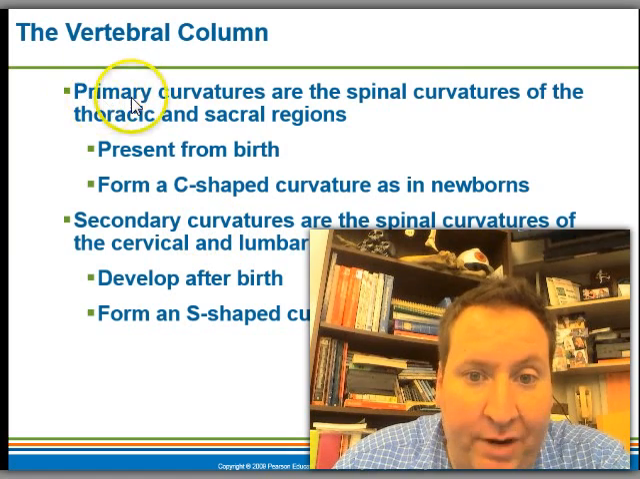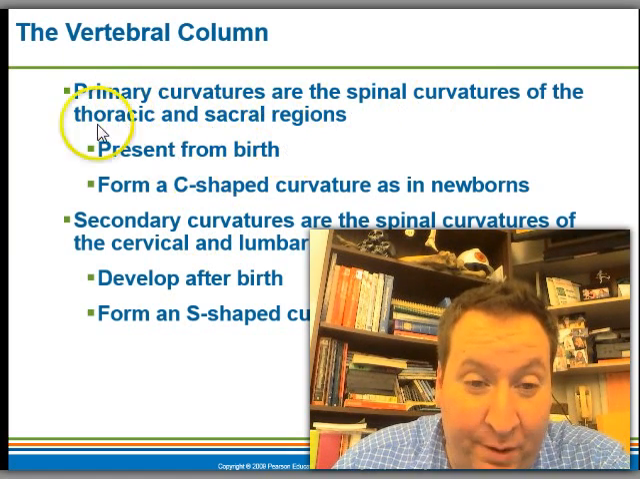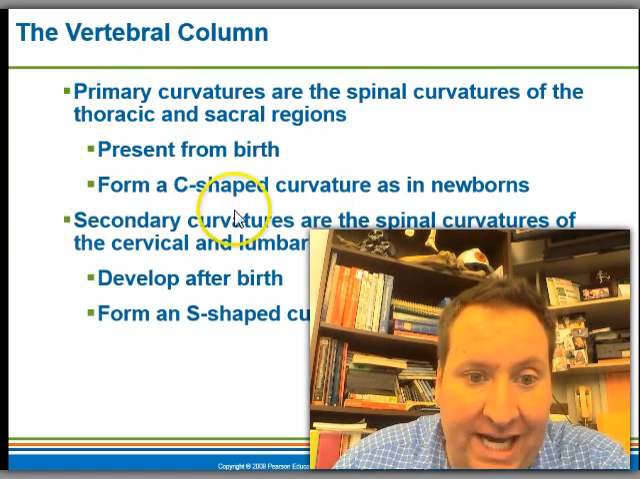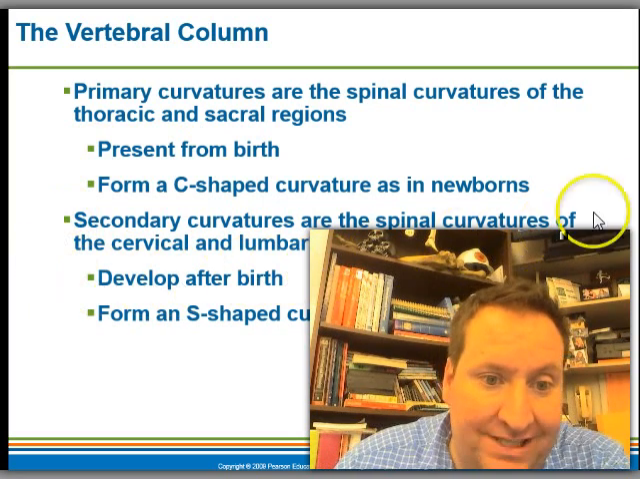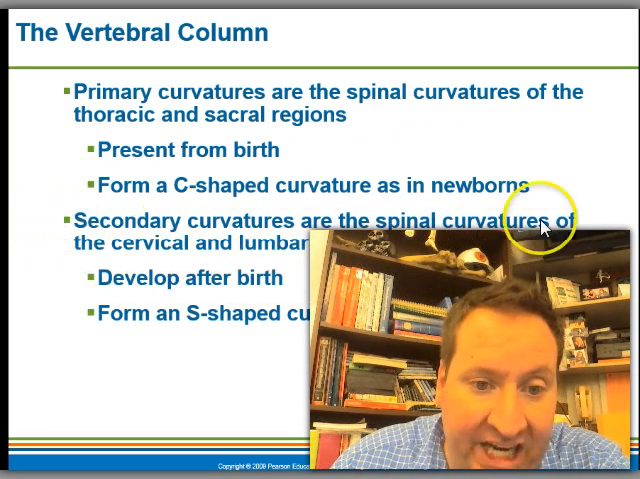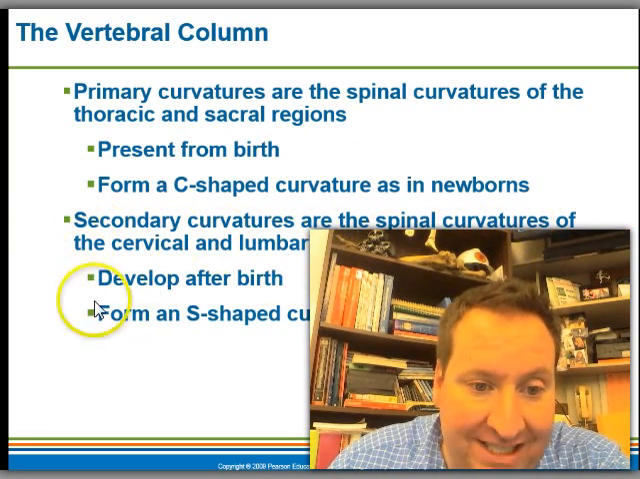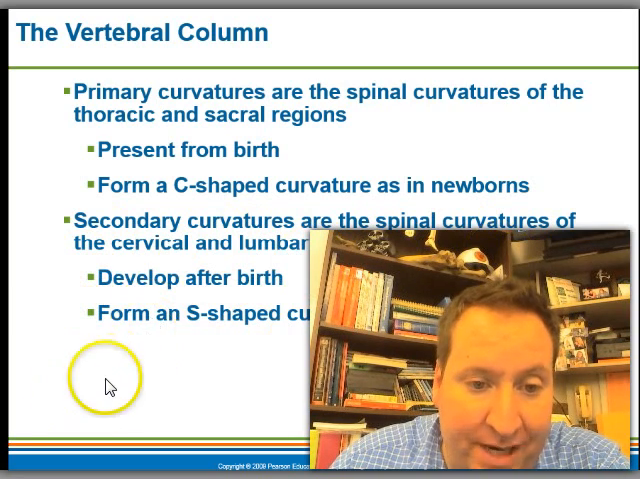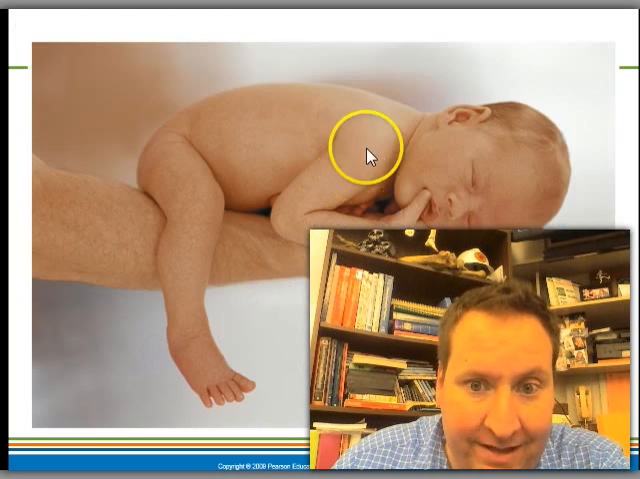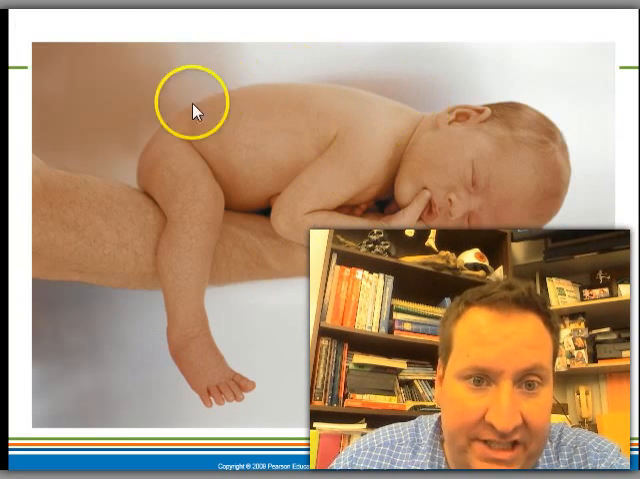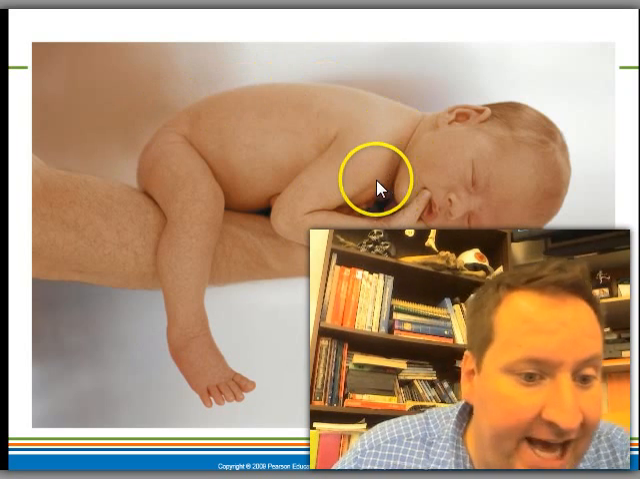So this is dealing with that primary curvature. This is present from birth. It's a C-shaped spine that we have. And then the secondary curvature develops later on as you begin to age and develop after birth. This allows us to have this S-shaped spine, which makes us bipedal. You can see in this baby, this is that nice C-shaped spine that they have.